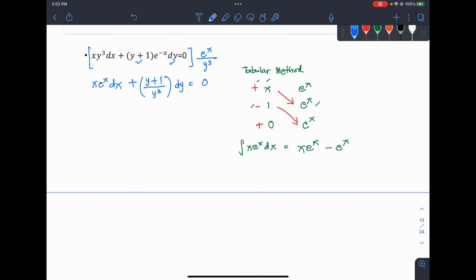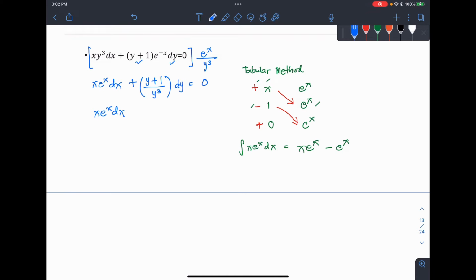But then we have (y plus 1) all over y cubed. The degree of the denominator is higher than the numerator. It is a proper fraction. But then we cannot use logarithm, because once we differentiate y cubed, that will be 3y squared, and what we have at the numerator is just y. So we are lacking a power.